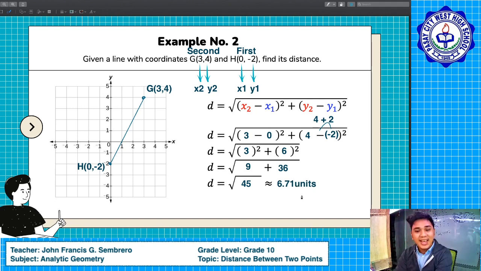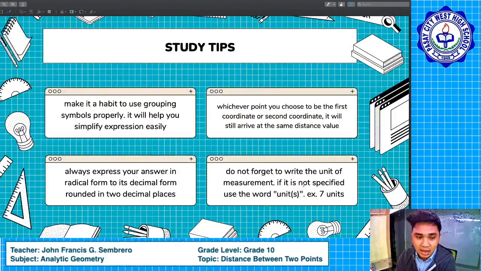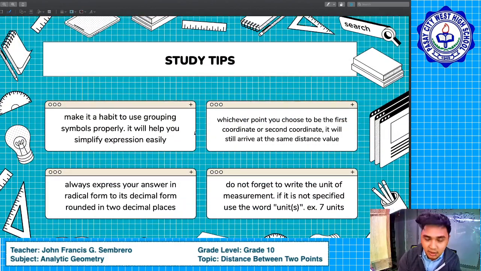Right? So that's it. That's how easy it is for you to determine the distance between 2 points in a slant line. So again, here are my tips. Please use grouping symbols properly. It will help you. Regardless of which you choose as your first point and your second point, you will still arrive at the same distance. Express your answer also in decimal form, in 2 decimal places, rounded off. And don't forget to use the units. The word units, if not specified, is the unit of measurement. But if it's given, please use it.